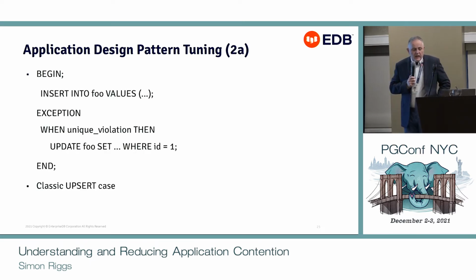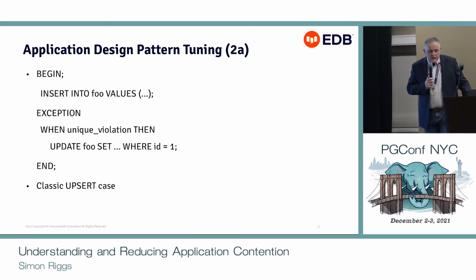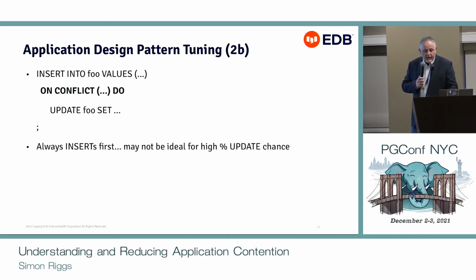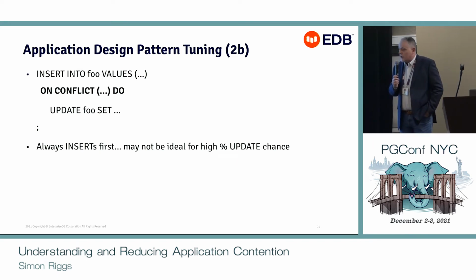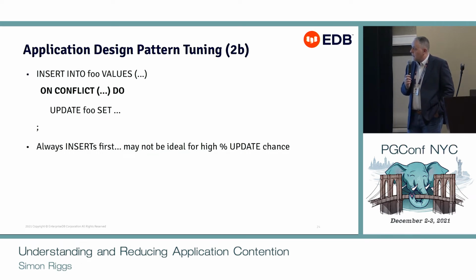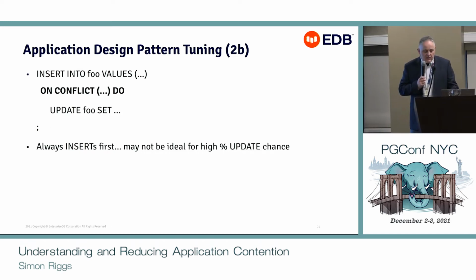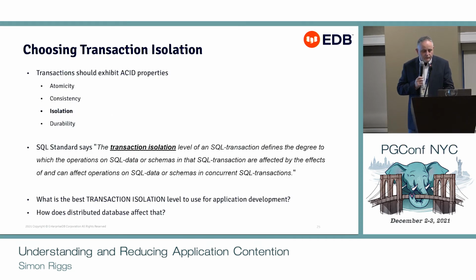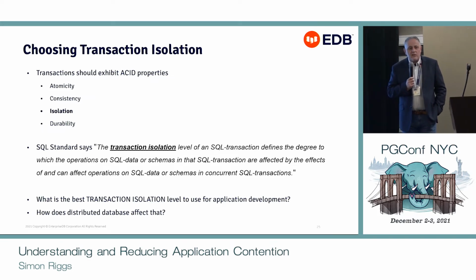Another aspect of tuning is to replace logic like this, where you say insert, and if it fails with a unique violation, do an update, otherwise known as the classic upsert case. Postgres specifically provides a feature to do this efficiently and accurately, and that's the insert on conflict statement. The only downside to this is that it always inserts first, which may not be ideal for high update percentage chances. So you might, in some cases, want to go back to the other older coding. So that's everything I was going to say about lock waits and lock contention.